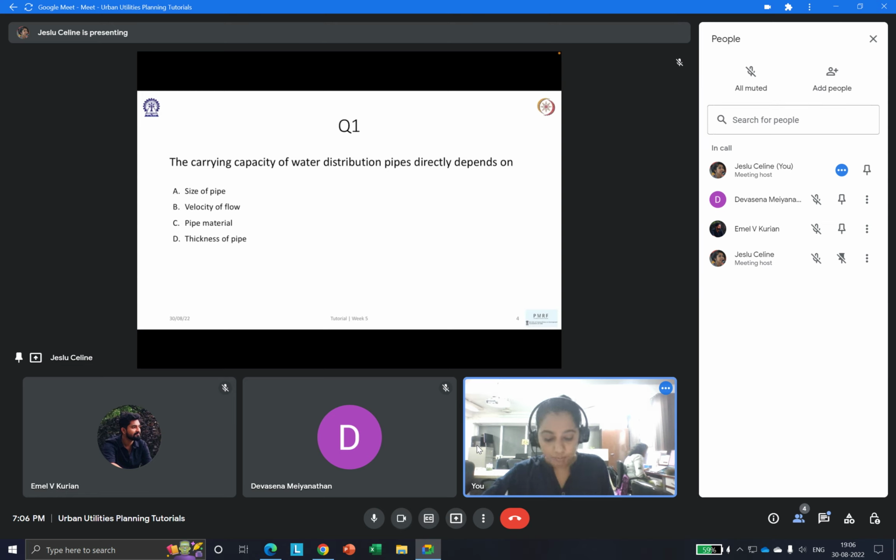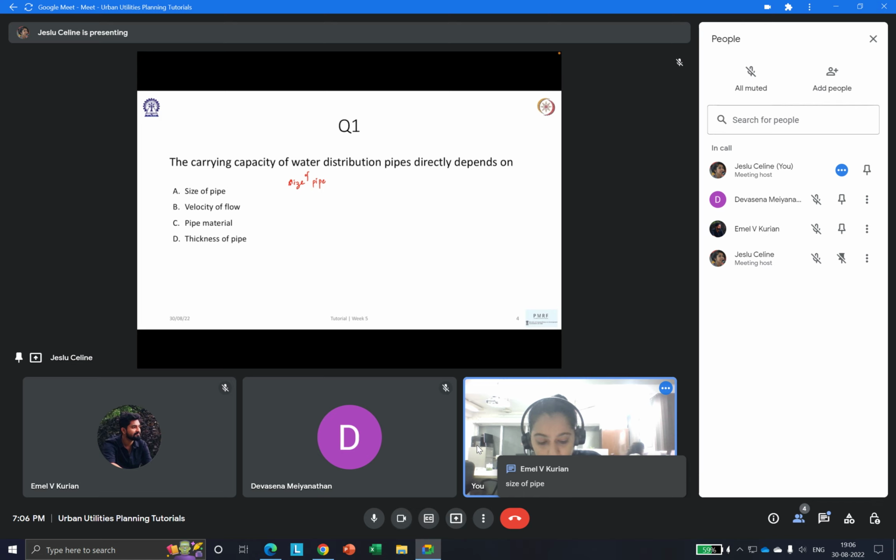Let's move on to our first question. The carrying capacity of a water distribution pipe directly depends on which of the following? About 4 options are given, and we've been asked to find which factors influence the carrying capacity. So let's go option by option. That is A, which is the size of the pipe.